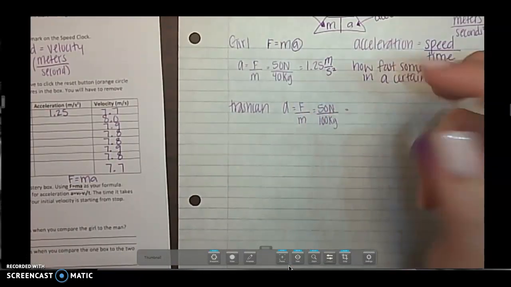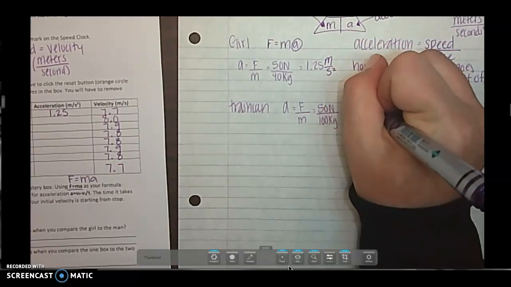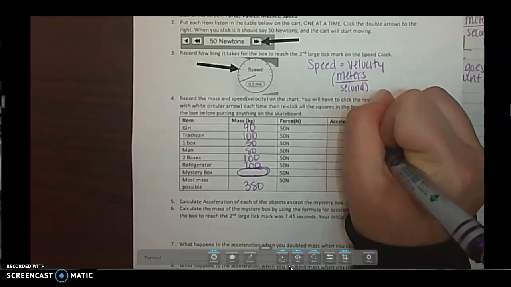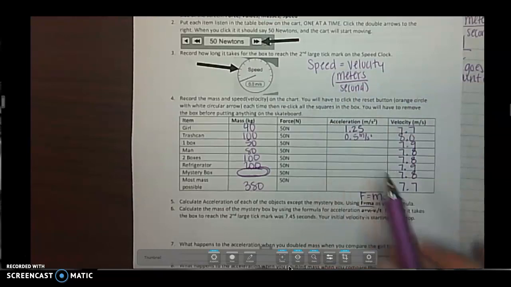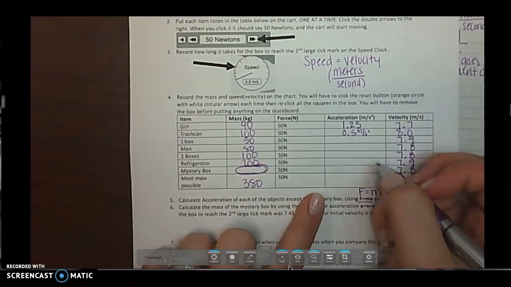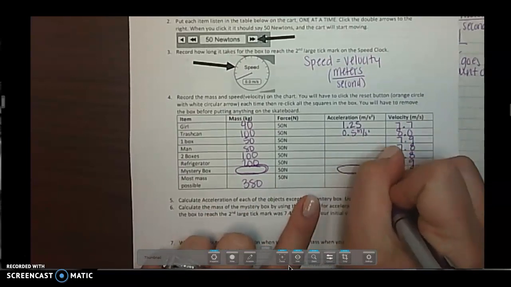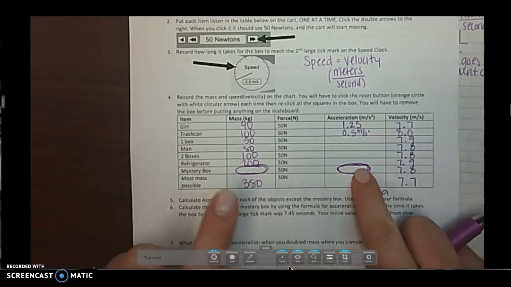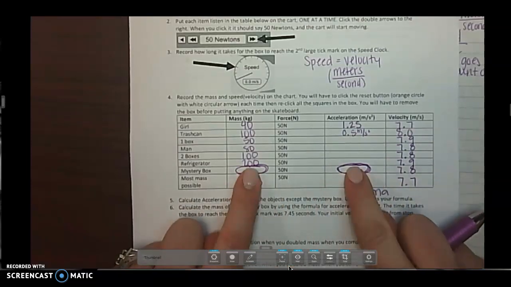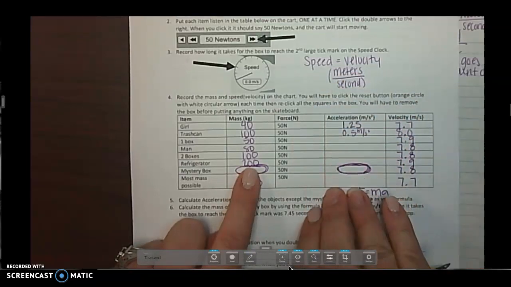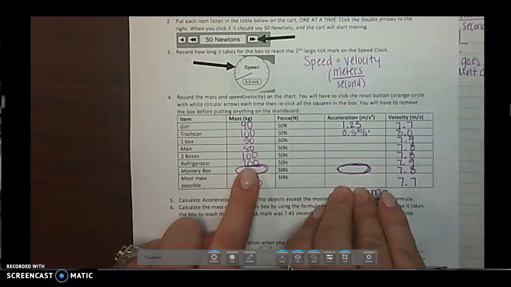50 divided by 100, we get 0.5 meters per second squared. So I'm going to write that on my acceleration, 0.5 meters per second squared. So I want you to go through and solve for all of these, okay? Now, the only one you won't be able to solve for, remember, is your mystery box because you don't know the math and you have to have the math solve for it. So pause the video right here and fill in your work for all of these. And this is what I will check, okay?